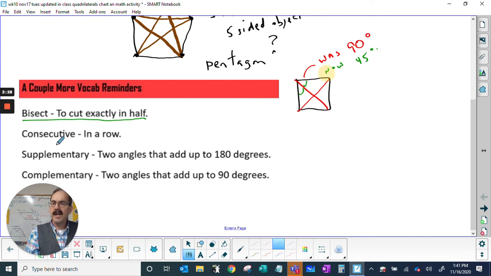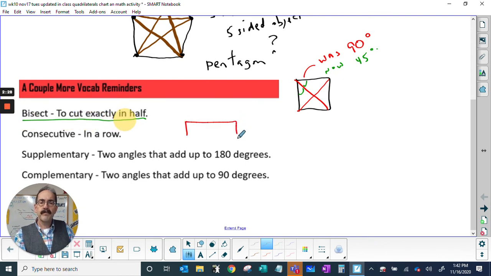Consecutive, or in a row. When we're talking about shapes, now this time let's use a rectangle. A rectangle, consecutive, in a row. This side and this side are in a row. They are consecutive. This angle and this angle are in a row. They're consecutive.